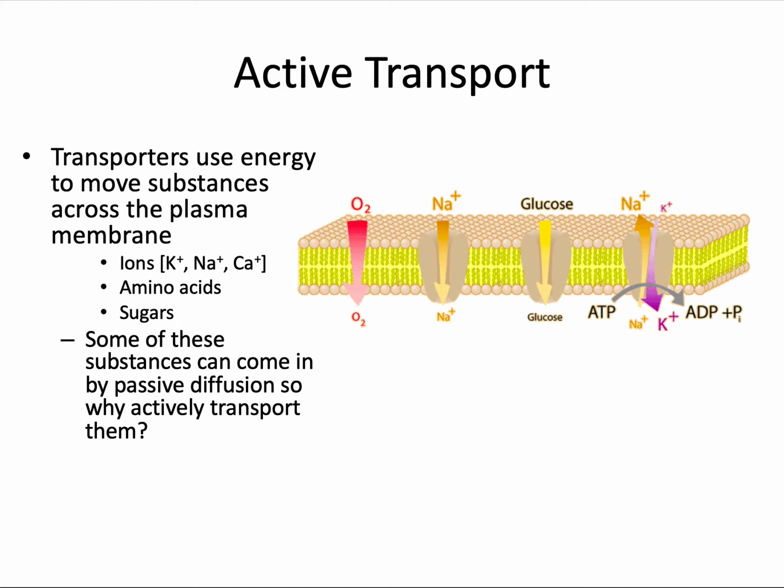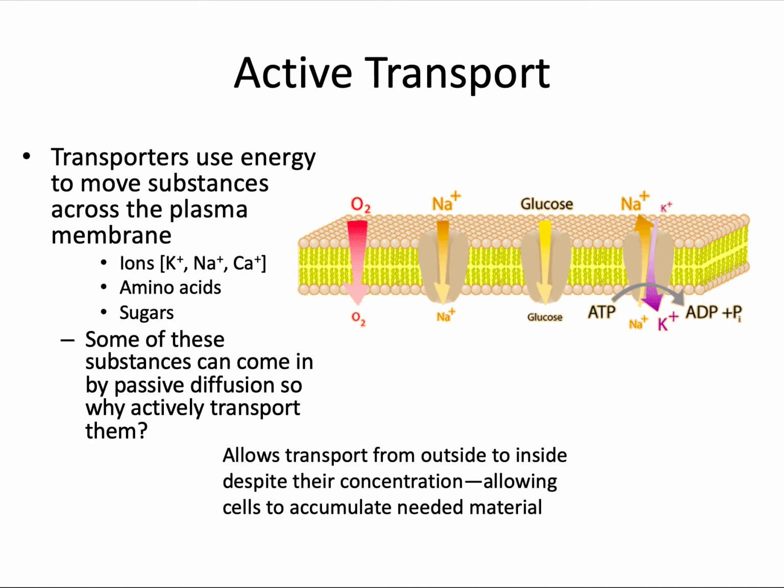So energy is expended in moving these molecules across the membrane, and they may be moved either through special proteins, integral proteins, or even through the plasma membrane directly. So it allows for the transport from outside to inside in spite of their concentration gradients, so that the cell is able to accumulate the amount of raw materials that it needs for its processes.